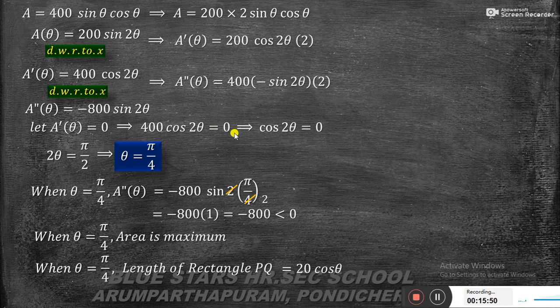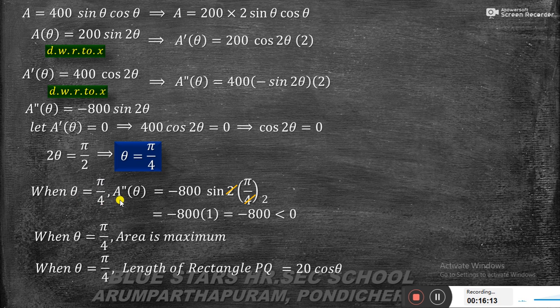Cos 2 theta equal to 0 by 400, so cos 2 theta equal to 0. We know that cos pi by 2 is 0, so instead of 0 I substitute cos pi by 2. Cos cancelled, 2 theta equal to pi by 2. The 2 I write in the RHS, so theta equal to pi by 4.